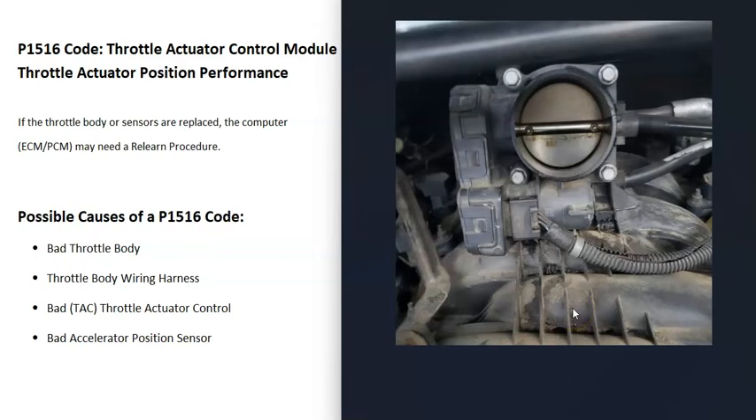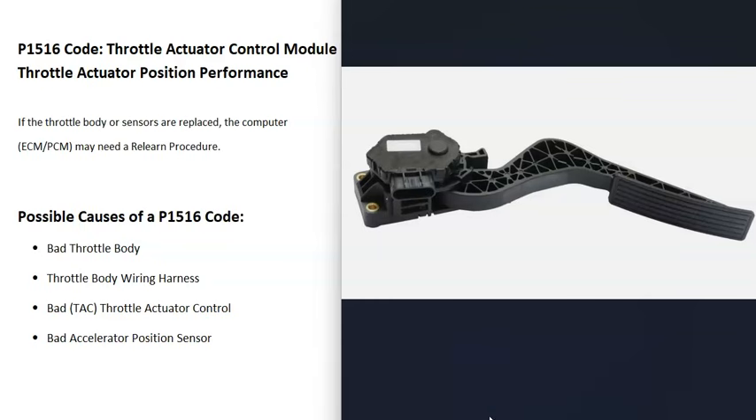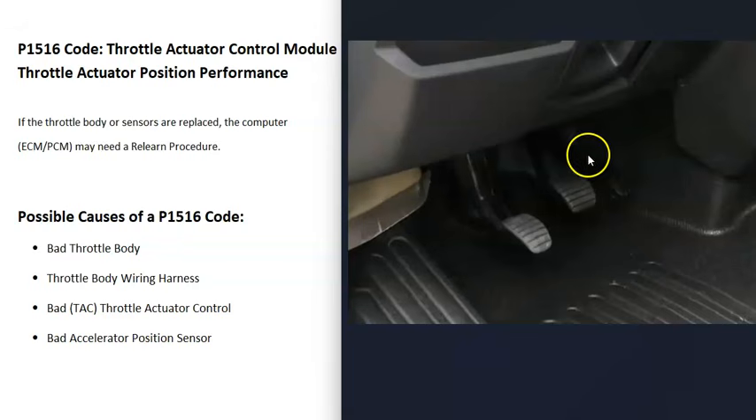But the next thing that can cause this is that there's some kind of issue going on in the throttle actuator control. And the last thing on the list is going to be a bad accelerator position sensor. Although usually if this goes bad, you're going to get another code, but there could be some kind of issue going on with it. This is going to be located down on the gas pedal underneath the dashboard.